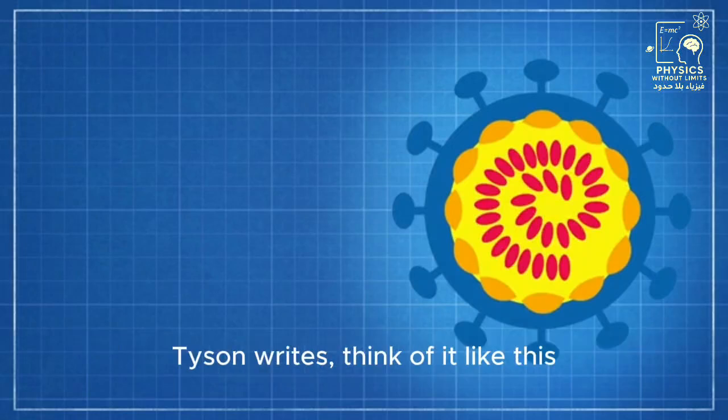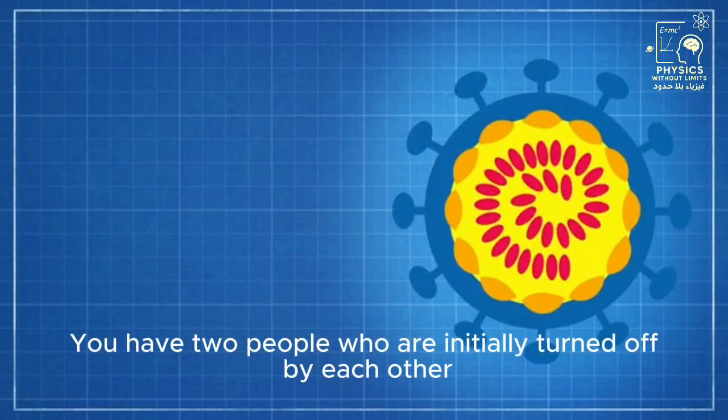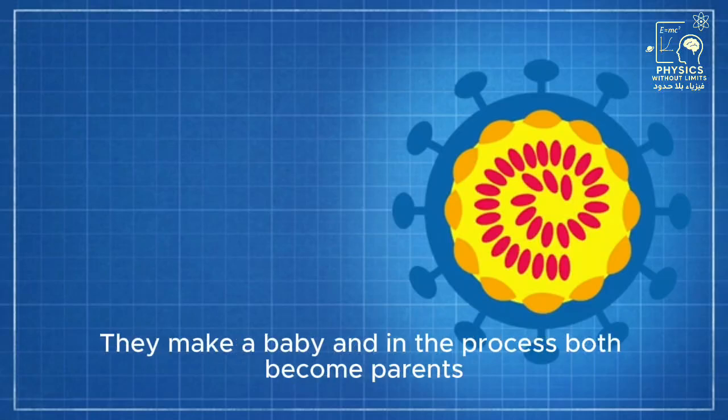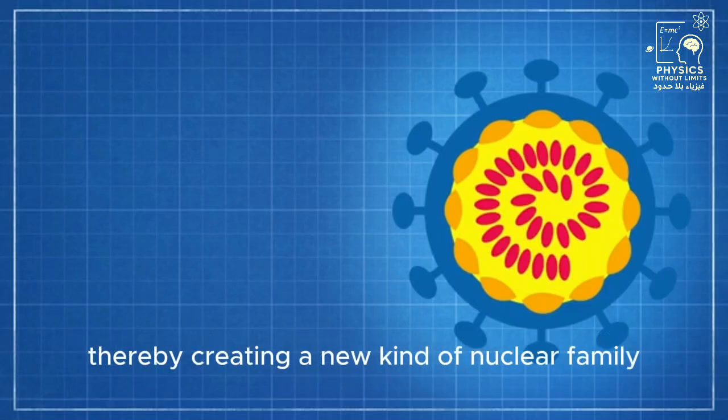Tyson writes, "Think of it like this. You have 2 people who are initially turned off by each other. They push each other away. But then they get closer and find that they really like each other. They make a baby, and in the process both become parents, thereby creating a new kind of nuclear family."